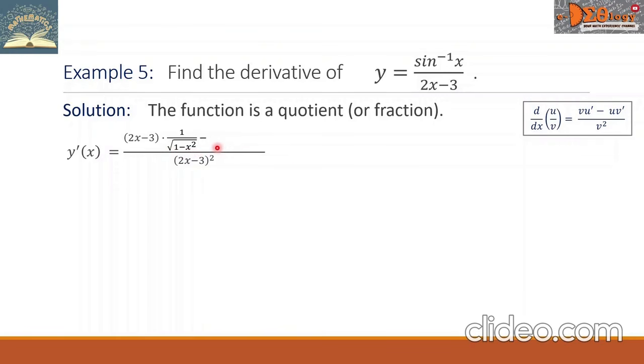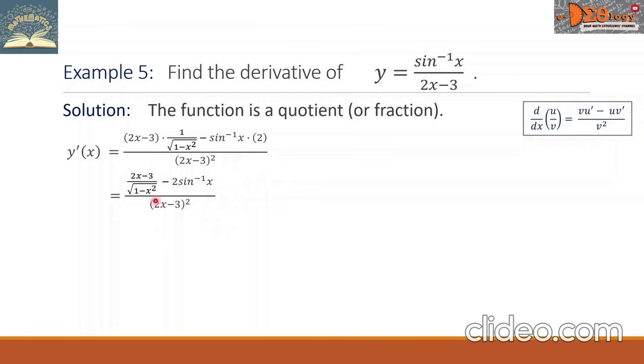Then minus, we copy the sine inverse x multiplied by the derivative of the denominator. So that is 2. Now we simplify our numerator. So we have 2x minus 3 all over the square root of 1 minus x squared minus 2 sine inverse x, all over the denominator, which will just be the same.